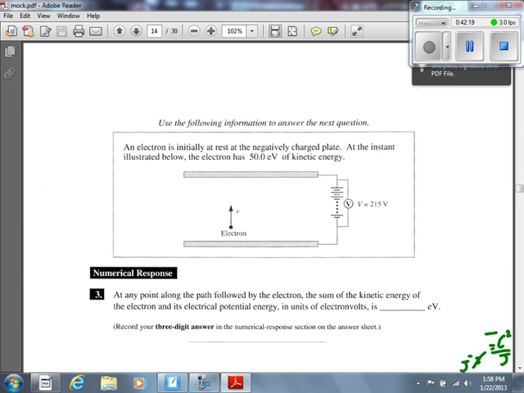The electron is initially at rest at a negative plate. At this point, it has 50 electron volts of kinetic energy. We want to know at any point along the path the sum of kinetic and potential energy. In other words, we want to find the total mechanical energy anywhere. Well, what do we know about the mechanical energy here versus here versus here versus here versus here? It's the same.